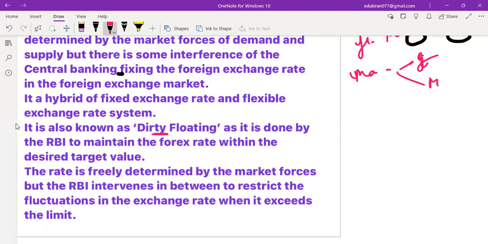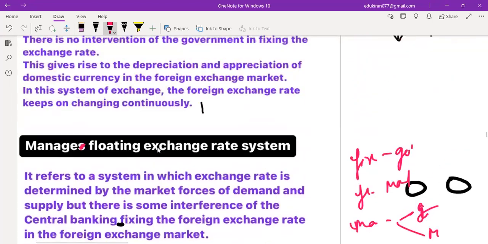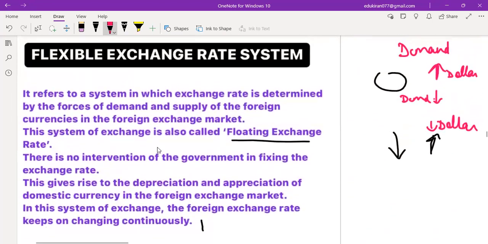If they ask you why it is known as dirty floating, you will know it is because it is done by RBI to maintain the forex rate within the desired target value. The rate is freely determined by the market forces, but RBI intervenes in between to restrict the fluctuation in the exchange rate when it exceeds the limit. That's why it is known as dirty floating. Clear? Okay, so first you will write this flexible and then learn.